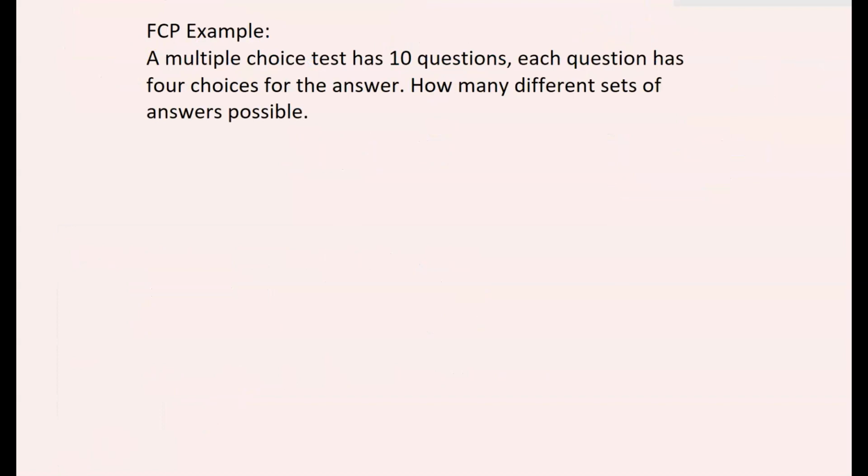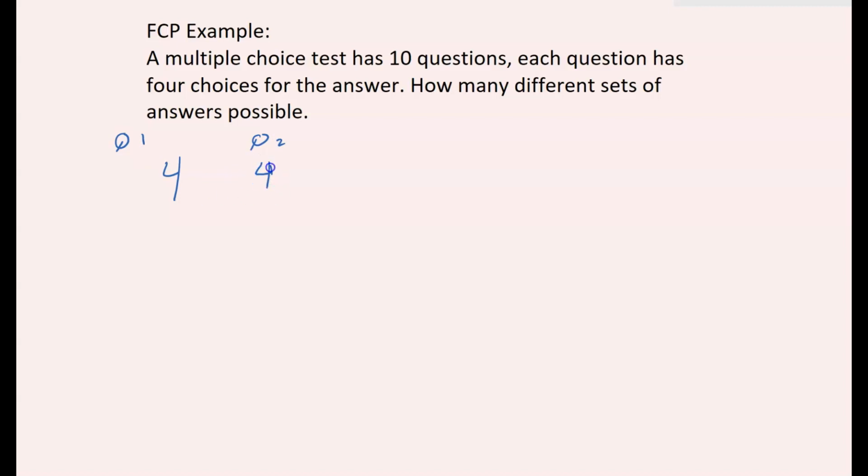Okay, let's look at another fundamental counting principle example. You've got a multiple choice test that has 10 questions, and each question has 4 choices for the answer. We want to know how many different sets of answers we can have for this test. Now, you just have to go through it one question at a time. See, the first question, there are 4 choices. That's question number 1. So Q1, 4 choices. How about Q2? Question number 2. How many choices do we have there?